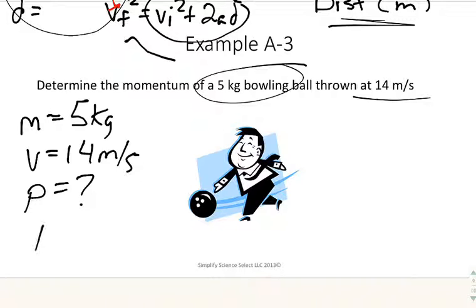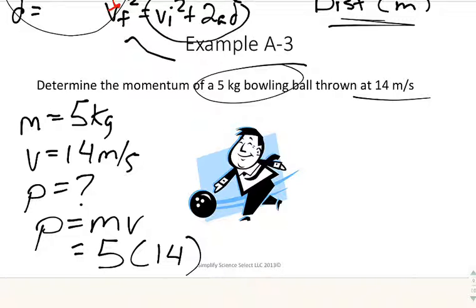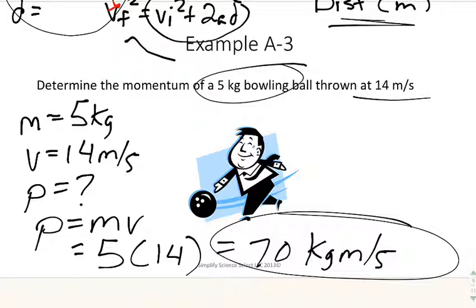Now I can substitute my equation in there, P equals mv. Once I've done that, I can plug them in, and I can say 5 times 14, and that equals 70 kilogram meters per second. So that represents the momentum of this particular ball. Now really I should have a direction here, and based on the picture I want to say left, because I'm going to assume that the velocity was to the left based on this particular picture.